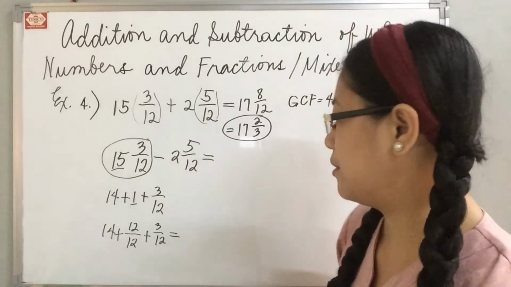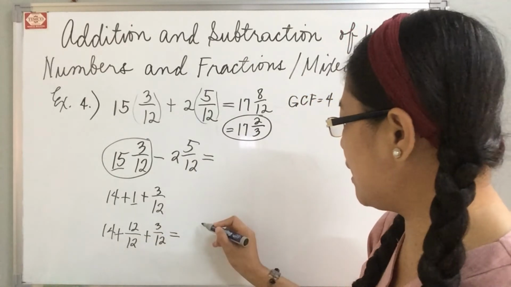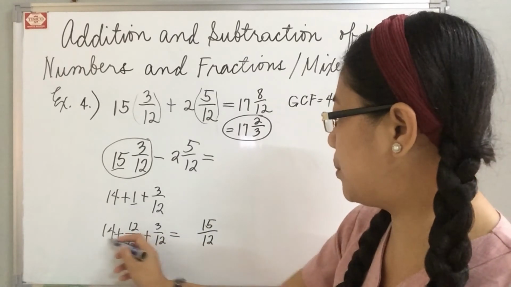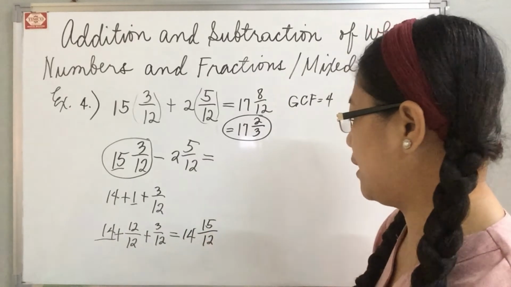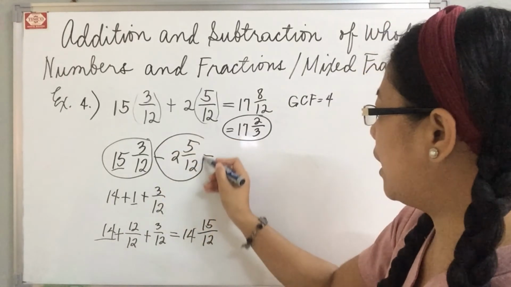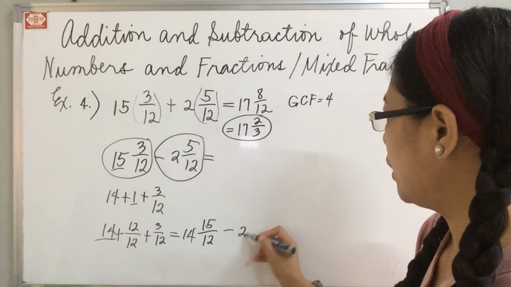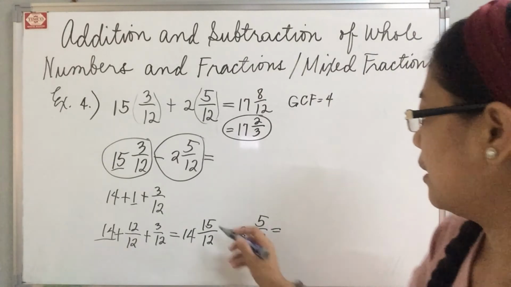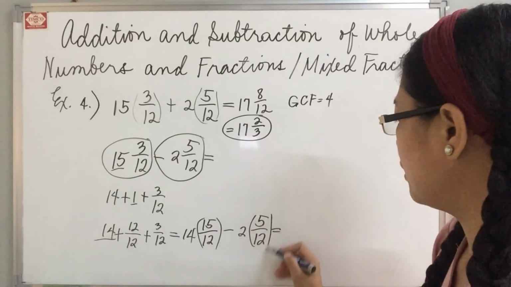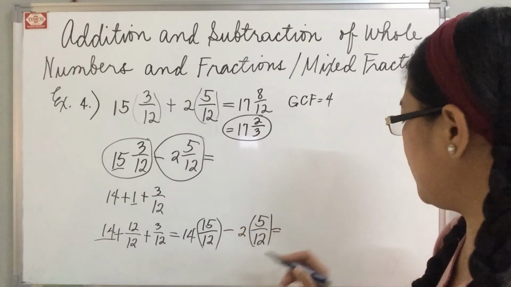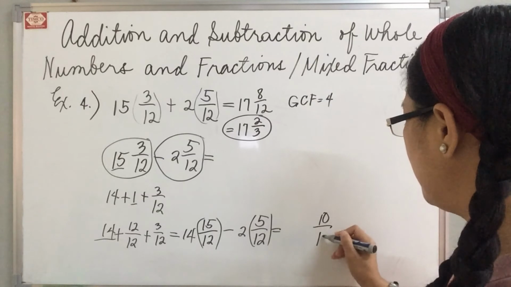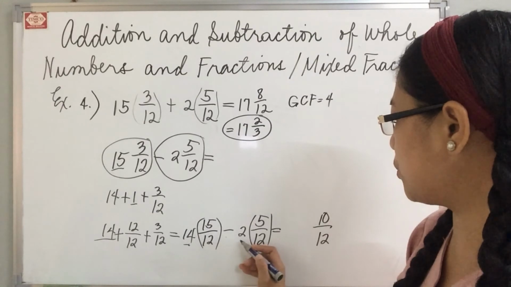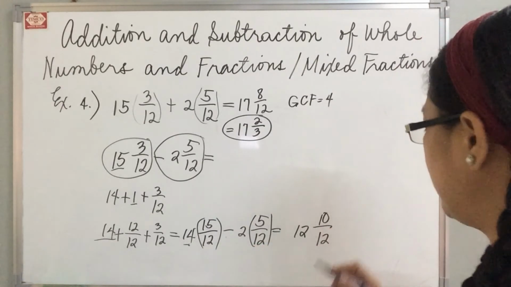Okay, let's answer. First, the fraction, 12 plus 3, that is 15 over 12 and copy the whole number, which is 14. Now, let's bring down the minus 2 and 5/12. Okay? Can we now do the fraction first? Yes, because 15 minus 5, that is 10 over 12. And do now the whole number. So 14 minus 2, that is 12. So this is now our answer.